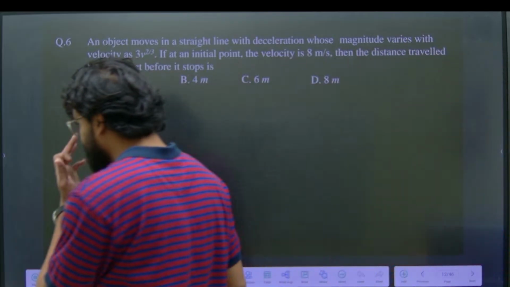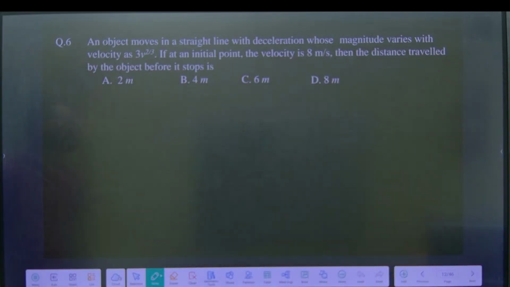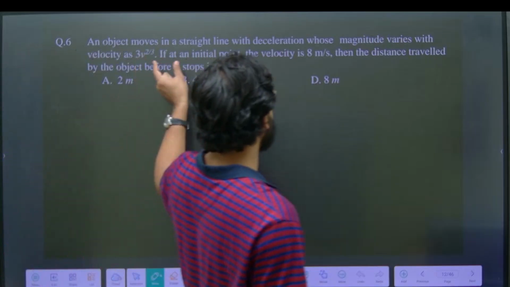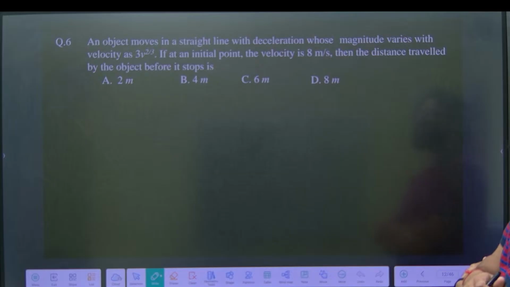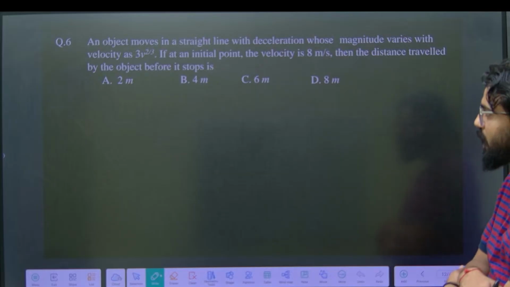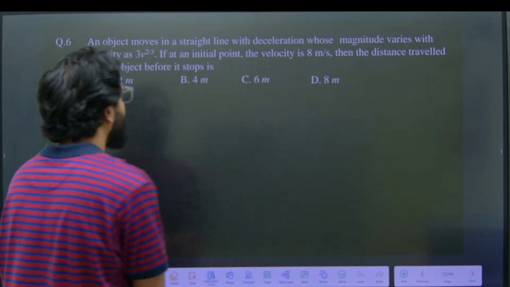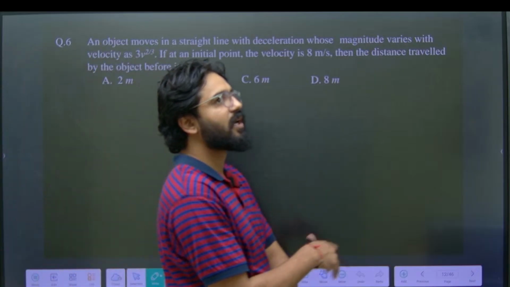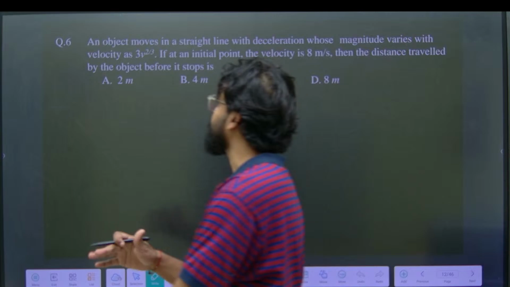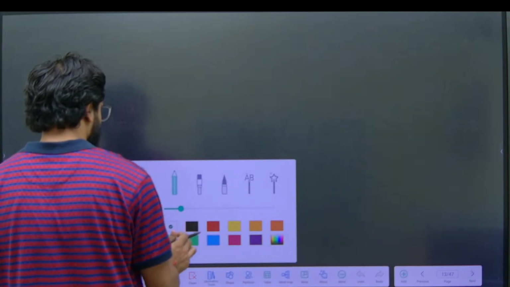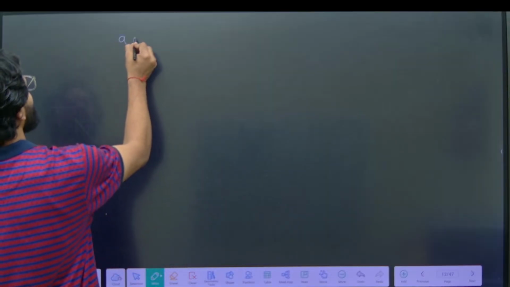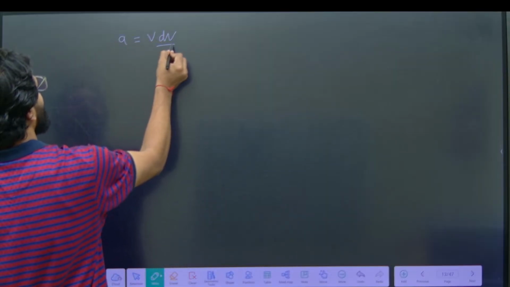Okay, question number 6. An object moves in a straight line with deceleration whose magnitude varies with this. So basically it is deceleration and this is the magnitude. If at the initial point the velocity is 8 meter per second, then the distance traveled by the object before it stops is? Okay, correct. So we have to calculate the distance when the particle is stopping.